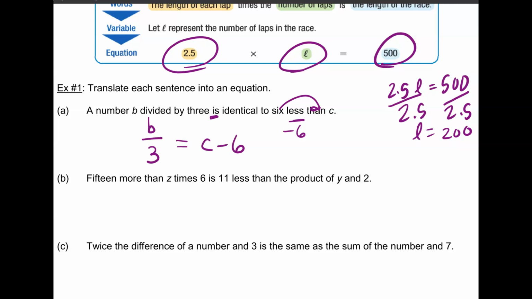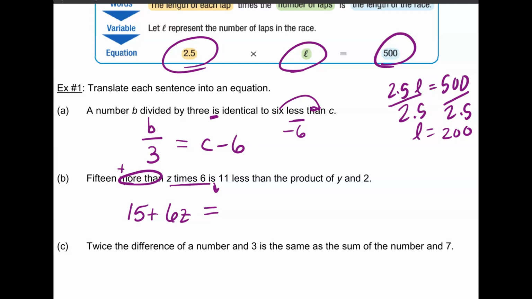Okay. 15 more than, so that means add Z times 6, so Z is multiplied by 6, so 15 plus 6Z, so 6 times Z is 6Z. Could it be like 6Z plus 15? Yeah, that's fine. Commutative property of addition. Here, they just said 15 more than, so I just was going along with what the word said.